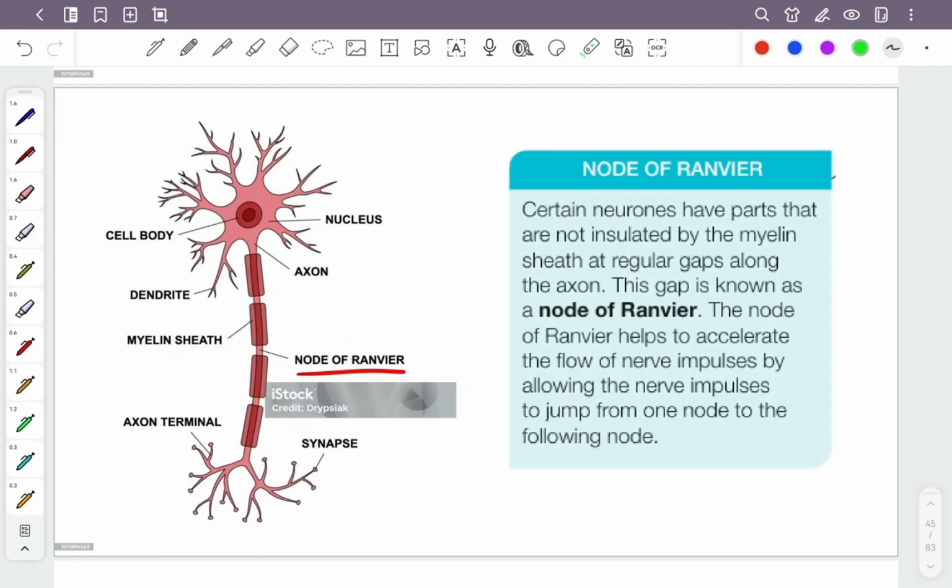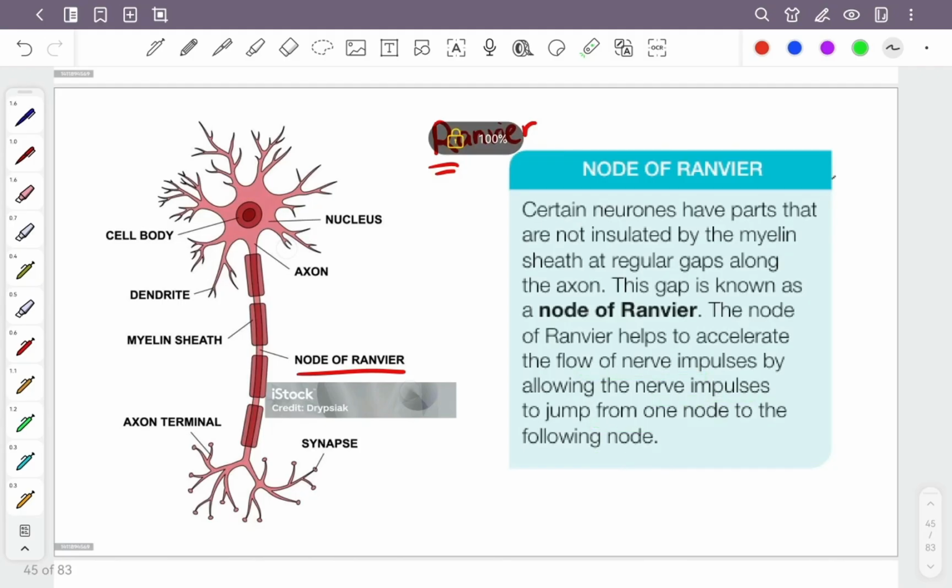Understand? So certain neurons have parts that are not insulated by the myelin sheath at regular gaps. So this gap is also known as knot of Ranvier. Remember, this word Ranvier, the R needs to be a capital letter. Okay? So the knot of Ranvier helps to accelerate the flow of nerve impulse by allowing the nerve impulse to jump from one knot to another.